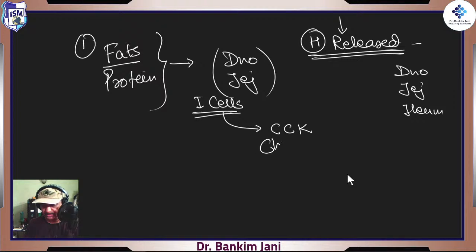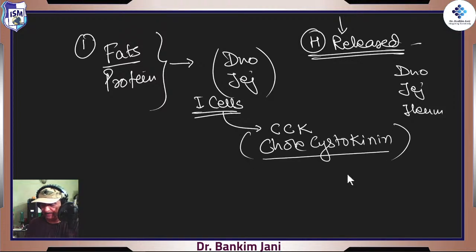CCK is cholecystokinin, right? In the digestive system, we'll be discussing this in detail. But here is what happens. Fats and proteins act on I cells of duodenum and jejunum, and they release CCK, cholecystokinin.